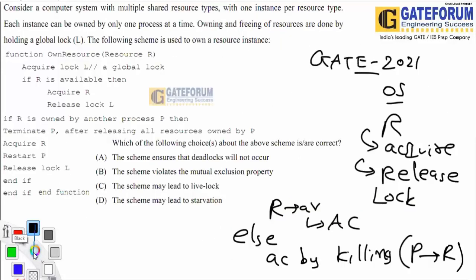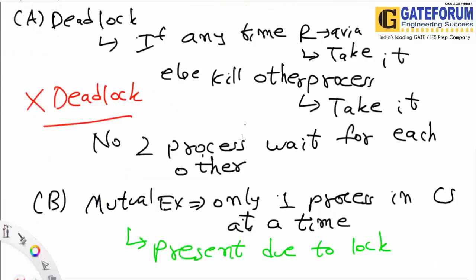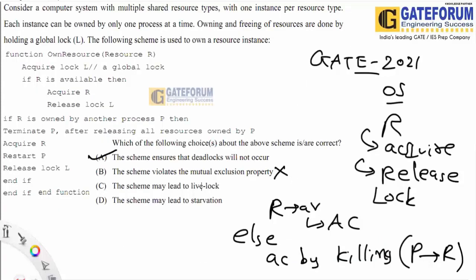So if you check the options, deadlock will not occur, that's correct. We have already checked that deadlock does not occur because no two processes wait for each other. So that is correct. Second, we check that mutual exclusion is present, so the option saying it is violated is not correct.